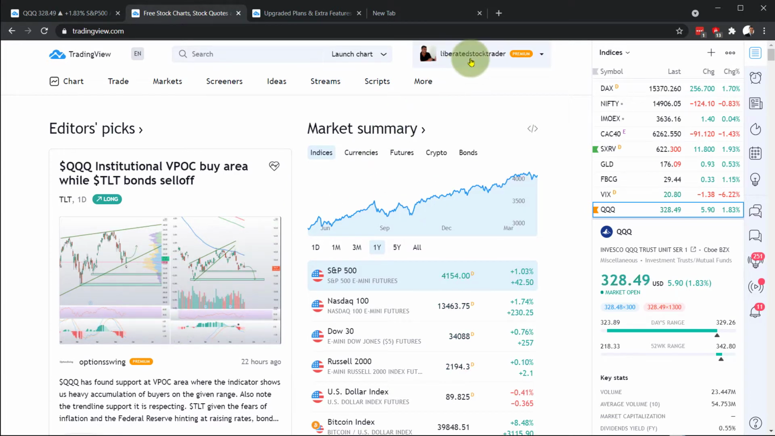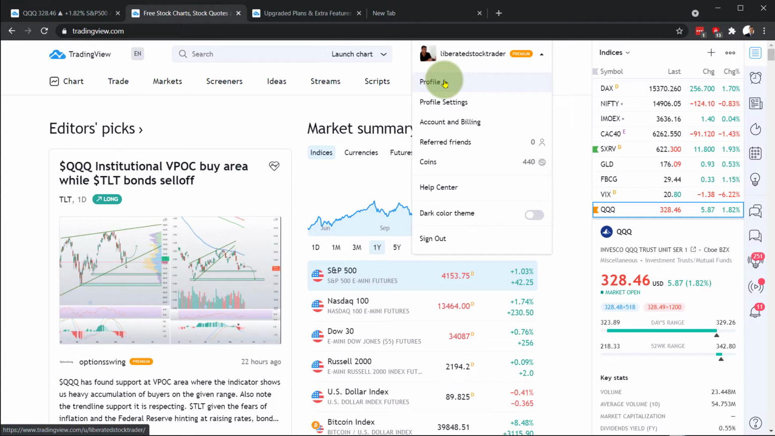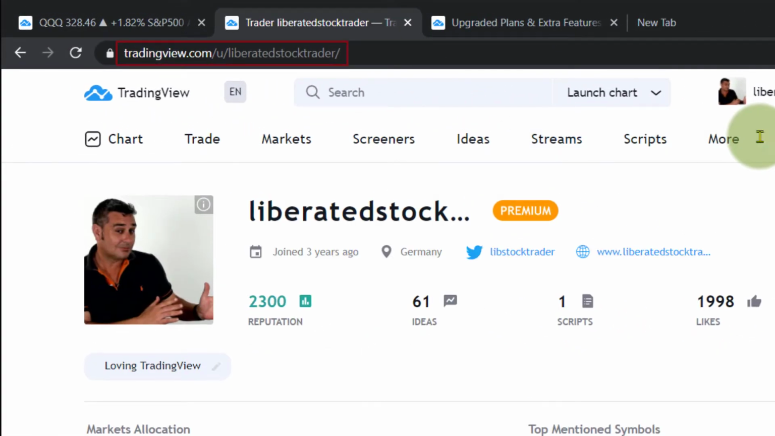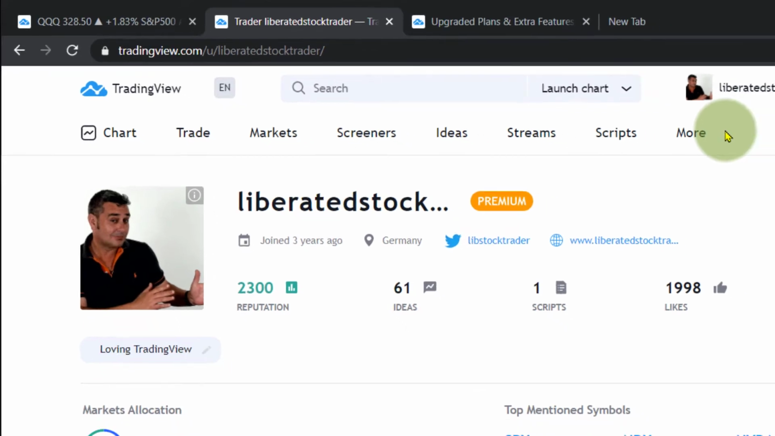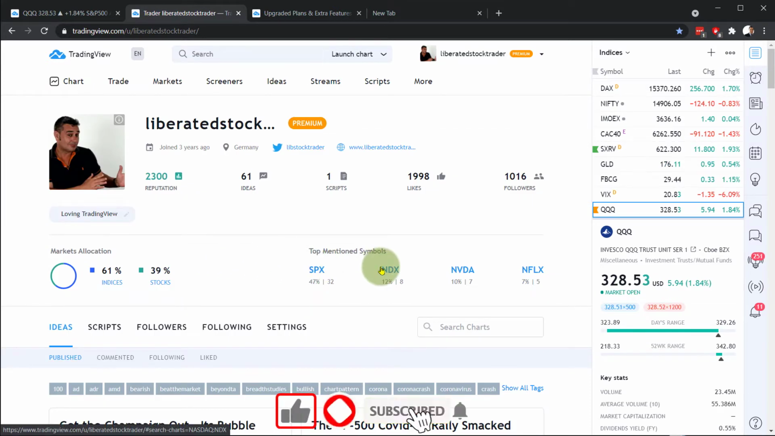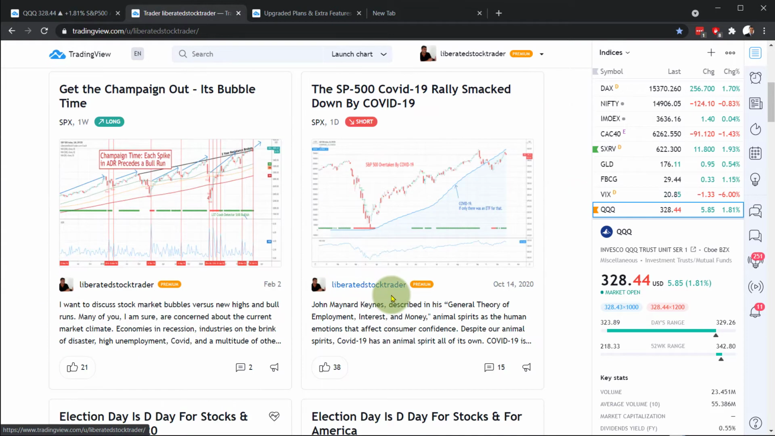So for example, you can follow me here, Liberated Stock Trader on TradingView, and you can see the reputation, how many ideas they've put together, if they've created any of their custom systems or scripts, how many likes, how many followers they've got, and you can see what they mention most. So I talk a lot about the S&P 500, the Nasdaq, which I invest in, of course, and some key high growth stocks that I invest in and provide different analysis.